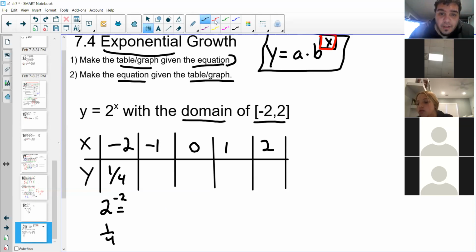All right, let's go to the next one. I'll change the color so it'll be a little bit more clear. 2 to the -1 power. Again, negative exponents, we bring it down. So that's going to be 1 over 2. Maybe it's easier to put it as a decimal. You could put 0.5 also.